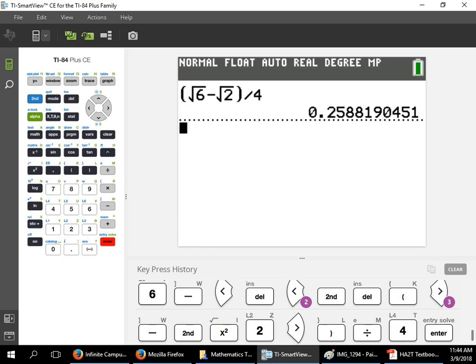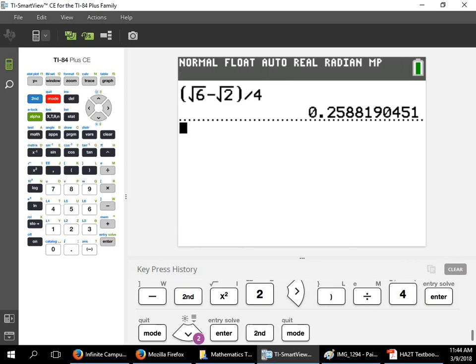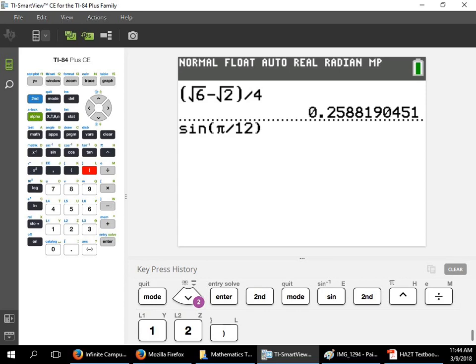So you guys got that too? Okay, and then I'm going to use radians, so I need to make sure I'm in radians. I hit mode. Oh, no, I'm in degrees, so I have to change this to radians. I hit quit. Now I'm in radians. What was it? Sine of pi divided by 12. Same thing. So we get the same thing, but this right here would be your more exact answer. All right, so that's how you use sum and difference formula with sine.